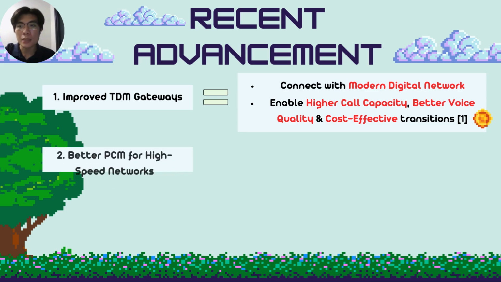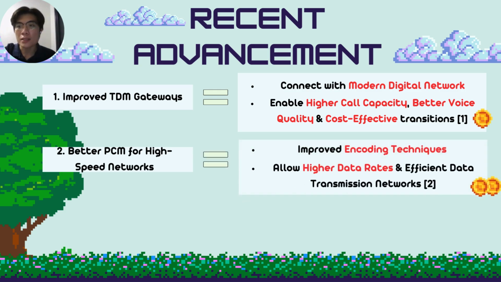The second one will be PCM in high-speed networks. The method for digitizing analog signals has been refined for modern networks. New encoding techniques enable higher data rates, which is essential for fast internet speed and better signal quality.